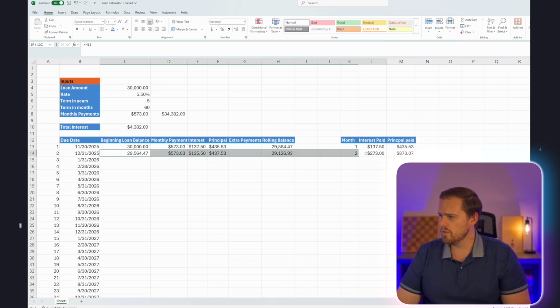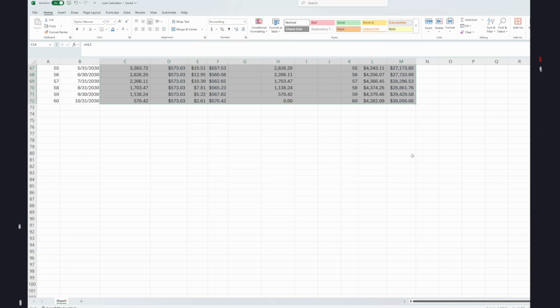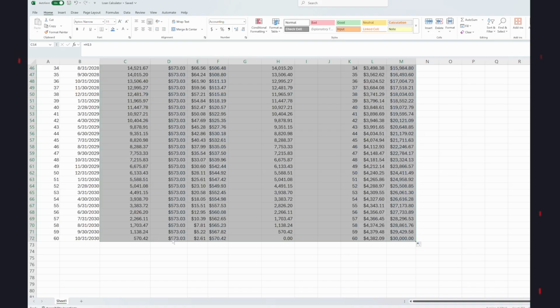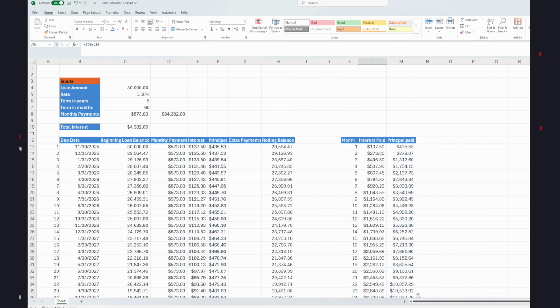So now that we have all of those locked in, let's go ahead and highlight all of those rows. And we're going to go ahead and double click to shoot that down. And as you can see in month number 60, we make a final payment of $570.42. And our ending loan balance is $0. And then what we see here is our interest paid.